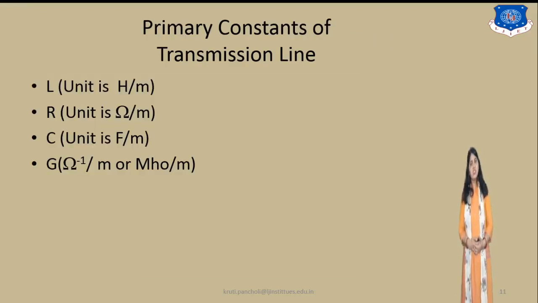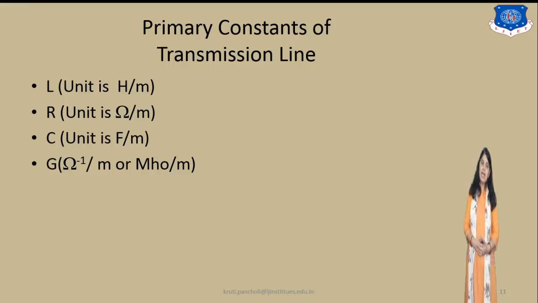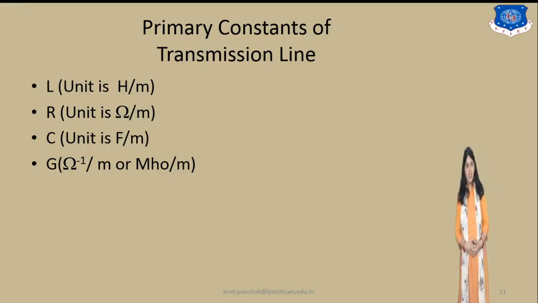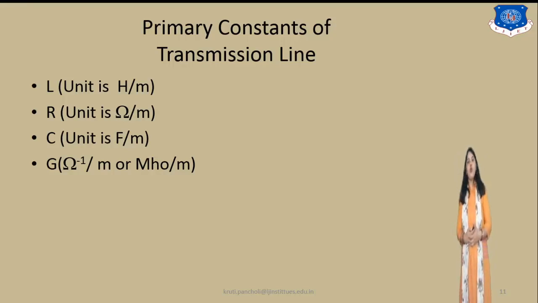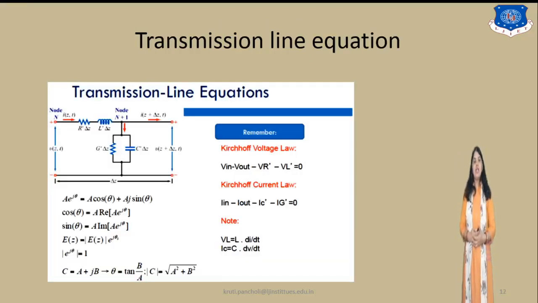The primary constants of the transmission line are L, R, C and G. The unit of L is Henry per meter, R is ohm per meter, C is Farad per meter, and G is the inverse of R, so we can write ohm inverse, or mho per meter. So that is that. Now we need to calculate the transmission line equations.